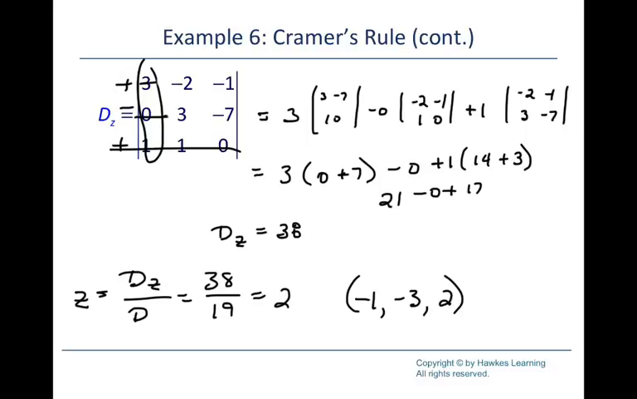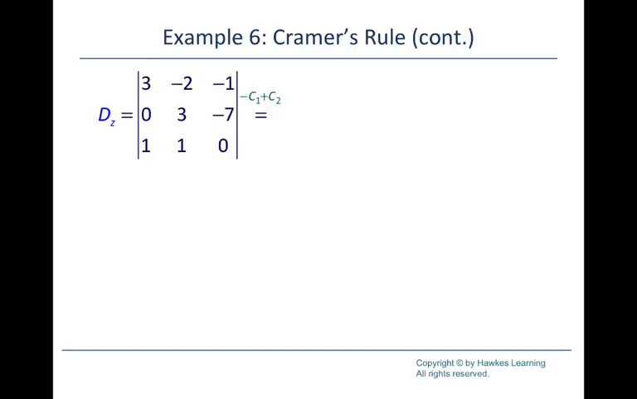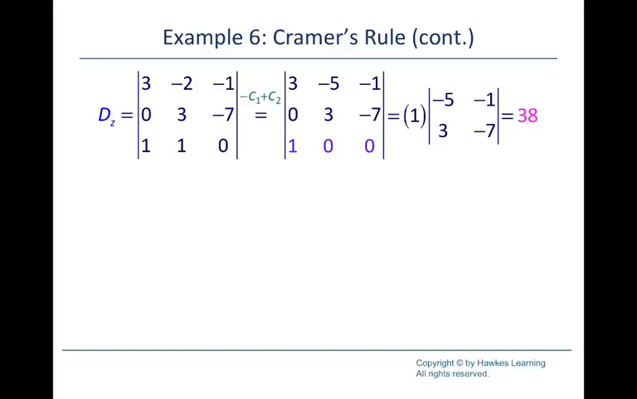And that's the way I would do this with minors and cofactors. You can go back and look and see how they've done it with row operations to find the determinants. They're going to do that one for z here, and they'll find that it is 38, just like I did. I think it's easier to do it my way personally, but you're certainly welcome to do the row operations.